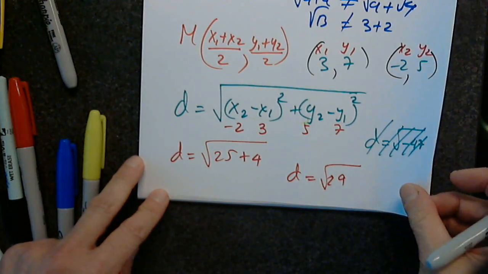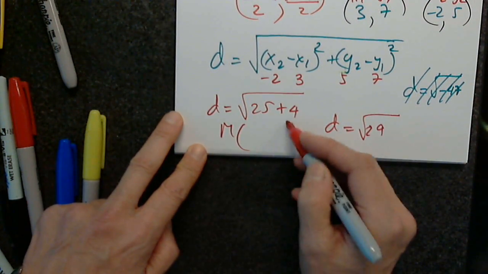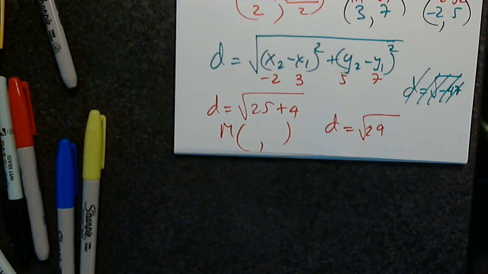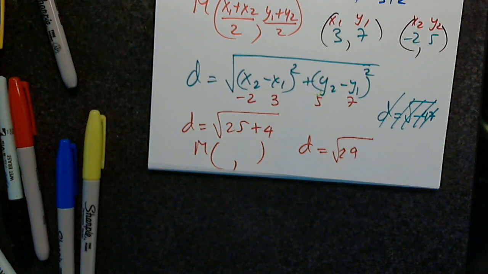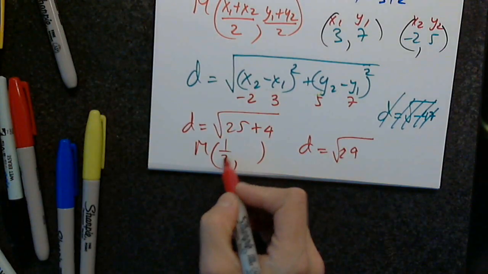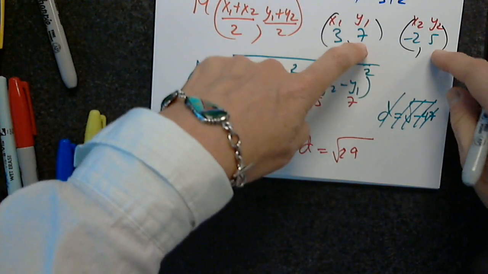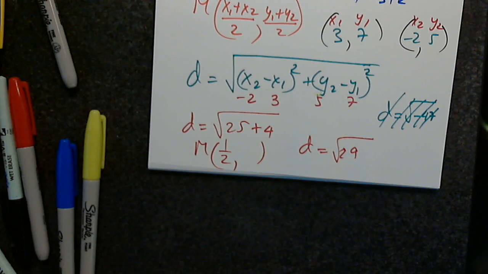Finally, please give me the coordinates of the midpoint. Please add up the x values. Divide by 2. Please add up the y values. 12 divided by 2. That's it. That's all we needed to do.